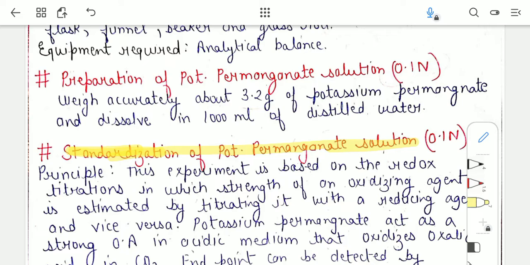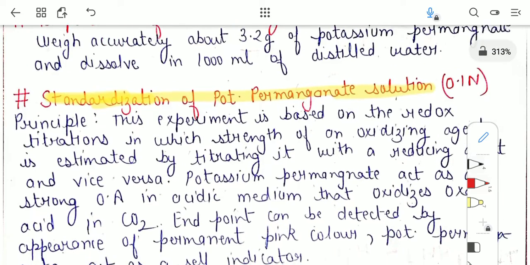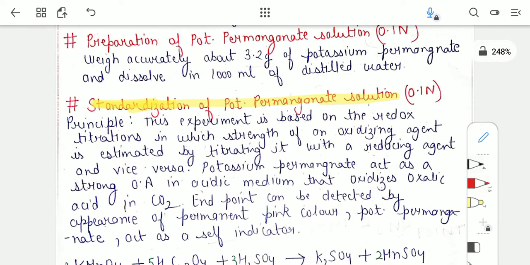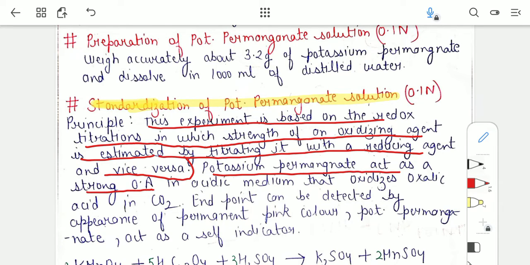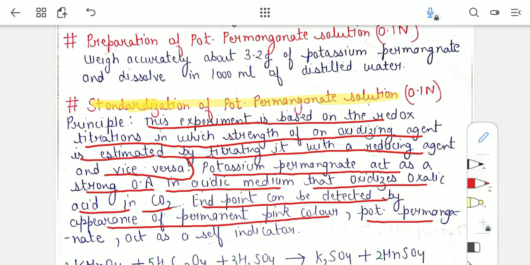So the solution which we have prepared just now, we will standardize in this step. This experiment is based on redox titrations, in which the strength of an oxidizing agent is estimated by titrating it with a reducing agent and vice versa. Okay, so potassium permanganate acts as a strong oxidizing agent in acidic medium that oxidizes oxalic acid to carbon dioxide. Endpoint can be detected by the appearance of permanent pink color. Potassium permanganate will act as a self indicator. Okay, so this is just the general theory part of this standardization.